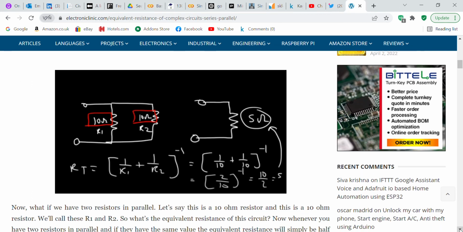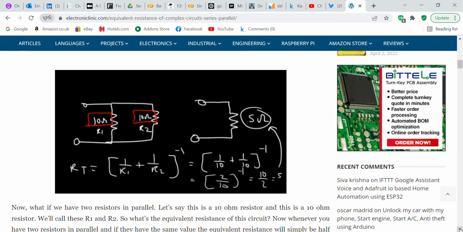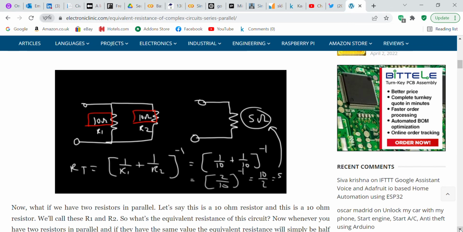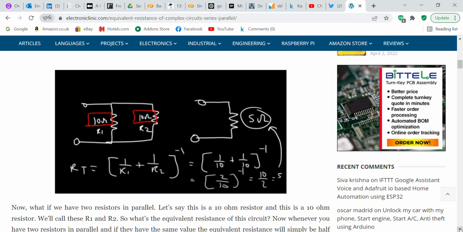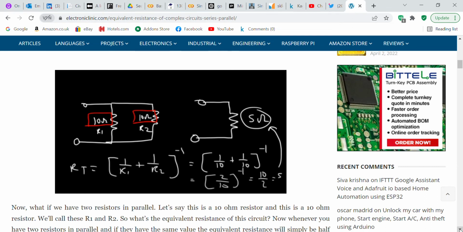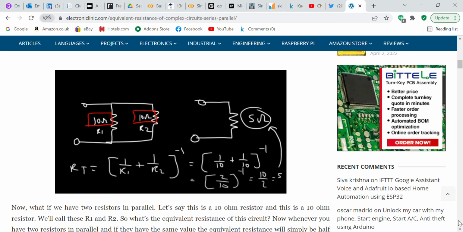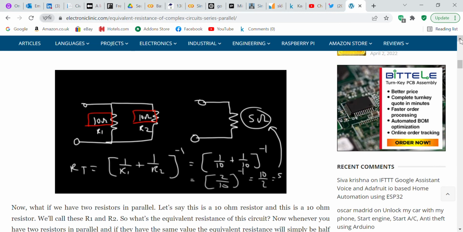The resistance of a parallel circuit is 1 over RT equals 1 over R1 plus 1 over R2, I believe. Let me see.